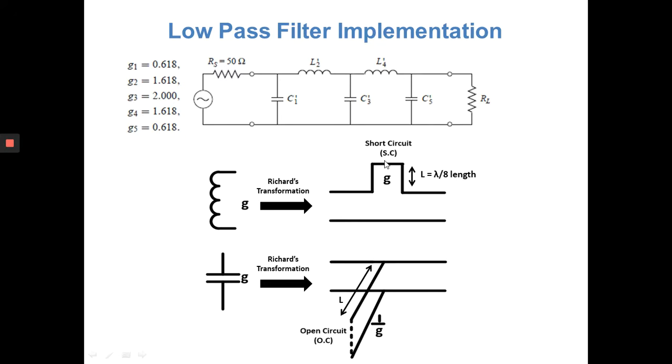So all the stubs that we are going to add due to the Richards transformation, or in the future in the Kuroda identity, will all have the same length of lambda by 8. So remember this one. Later on I will reflect upon this in this video. So now let's see how it converts.